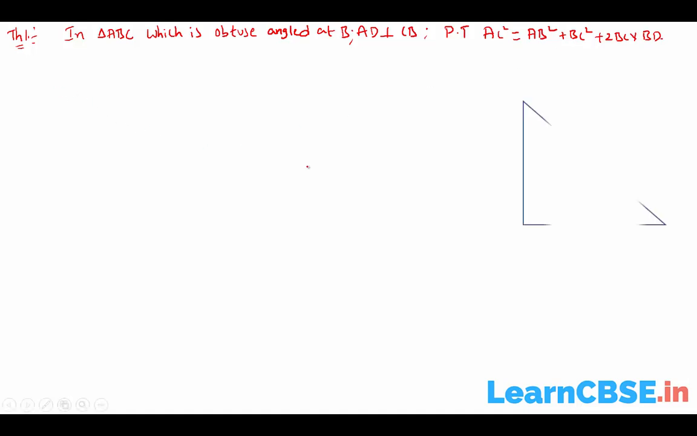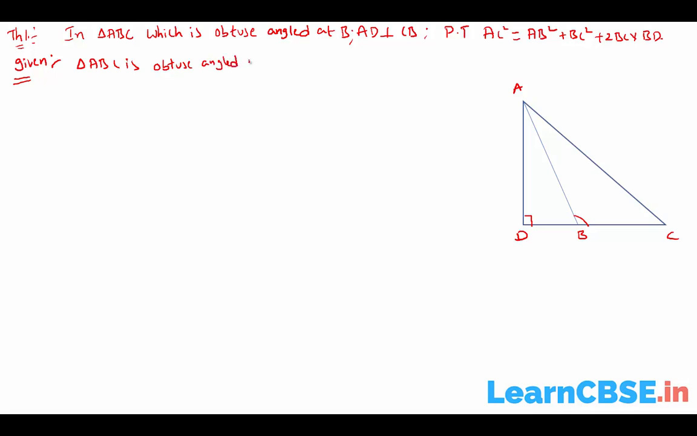So let me get the diagram first. ABC is obtuse angle triangle, obtuse angle at B, and AD is perpendicular to BC. This is the given thing. Now, given triangle ABC is obtuse angle at B and AD perpendicular to CB. This was given.